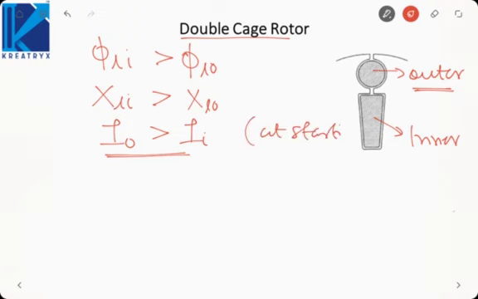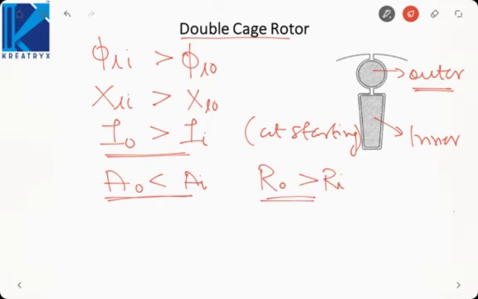So most of the current will flow through the outer cage. So what we do again here, we try to increase the resistance of the outer cage by taking the cross-sectional area of the outer cage less than that of the inner cage, so that the resistance of the outer cage is greater than the resistance of the inner cage. That way, effectively at the time of start, current will be concentrated in the outer cage, but it will face a higher resistance. As it faces higher resistance, the torque will be higher because starting torque is directly proportional to the rotor resistance.